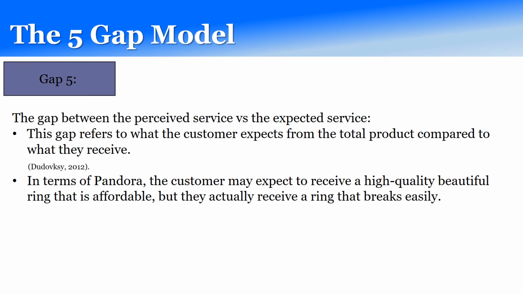So the final gap is gap 5, and this is the gap between the perceived service versus the expected service. So this means that what the customer expects from the total product compared to what they receive is two different things. So in terms of Pandora, the customer may expect to receive a high quality, beautiful ring that is affordable because that's how Pandora markets their products. But they might actually go into the store and the prices may be a lot more expensive than what they originally thought. And the ring that they purchased may break easily, which doesn't add up to how Pandora markets themselves as being high quality.